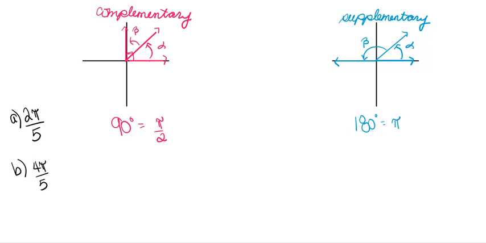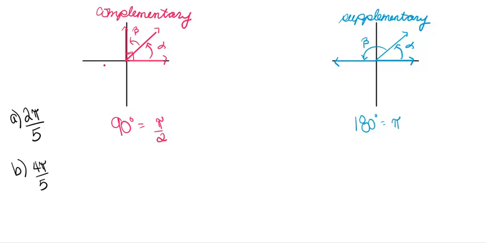The example in your book says, if possible, find the complement and the supplement of 2 pi over 5 and 4 pi over 5. So let's do the first one first. I did not mean to do that. Sorry about that. Video's a little rough tonight. Well, I guess it's always rough. But anyway, let's do the first one.